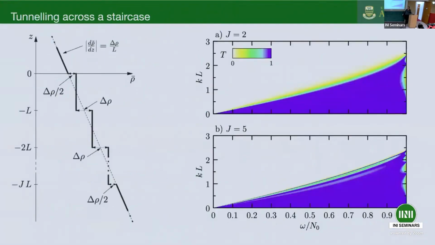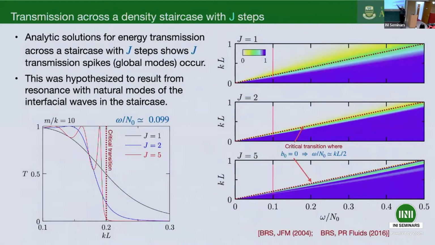Okay, so let's get back to this. That critical transition is when B0 is 0, and with just a bit of manipulation, if you're assuming the frequency is small, then in fact this is a simple condition between the frequency and the wave number. It's just linearly varying, and it holds really well up to about omega is 0.9 n. Okay. All right.